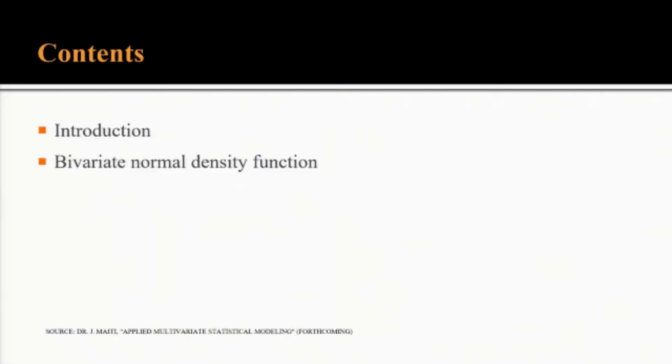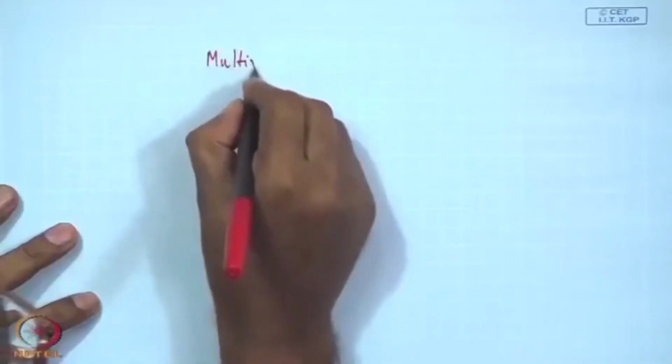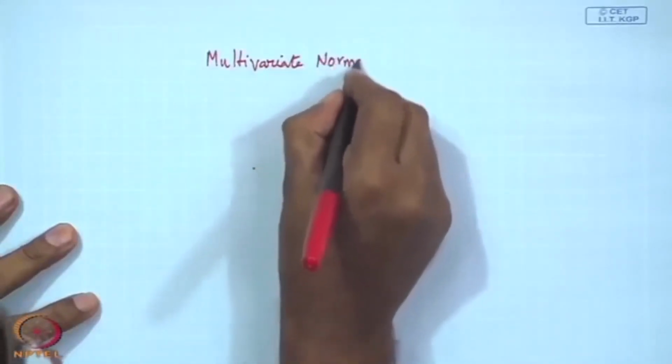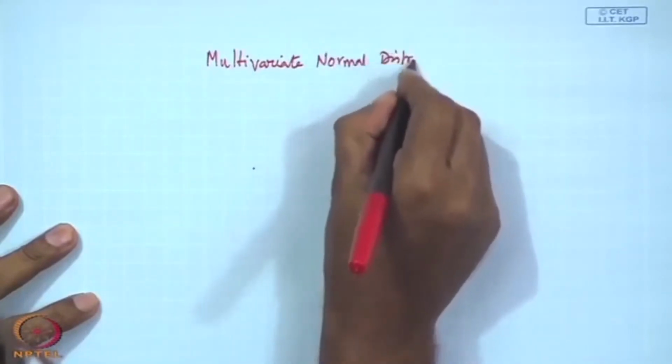Today we discuss the basics of multivariate normal distribution, and then we will show you bivariate normal density function. Let us see next. Multivariate normal distribution.